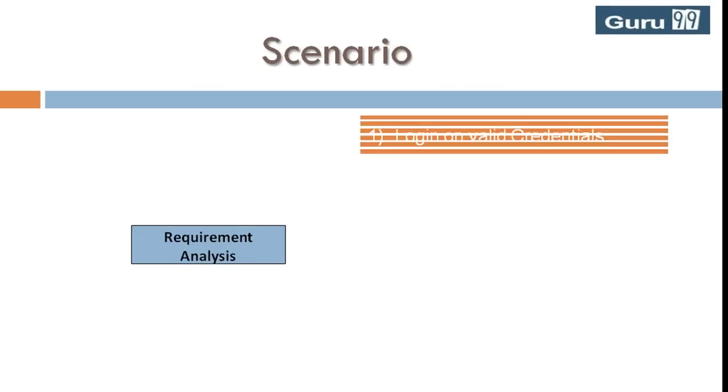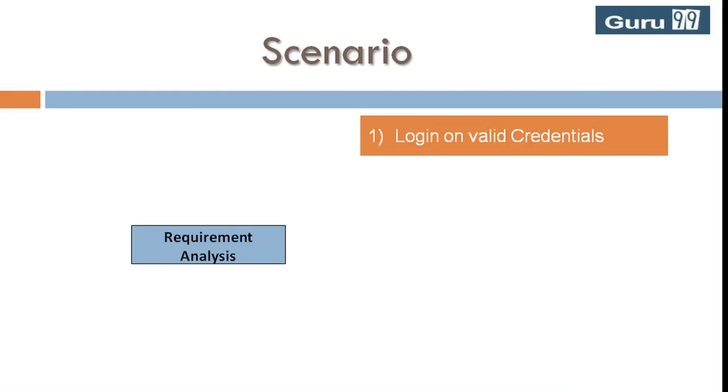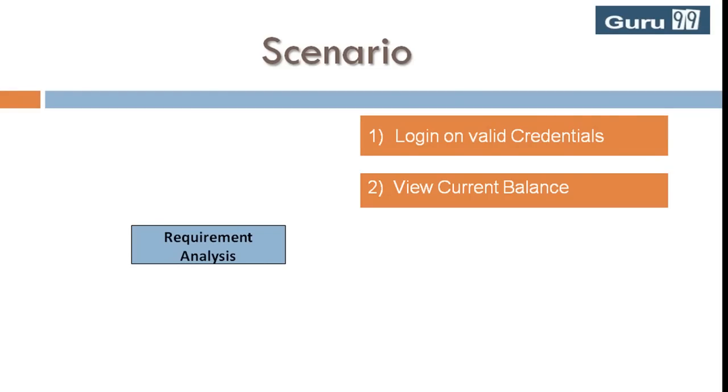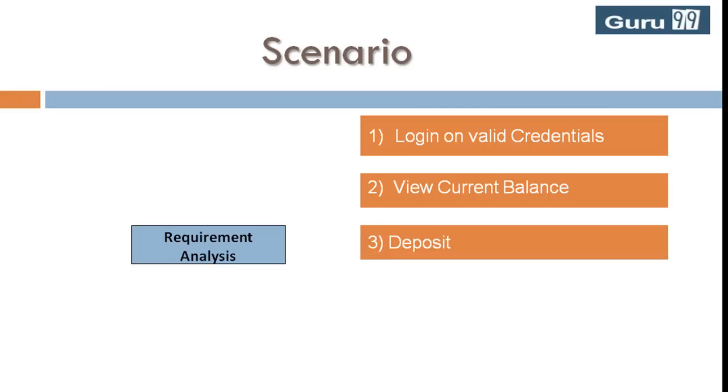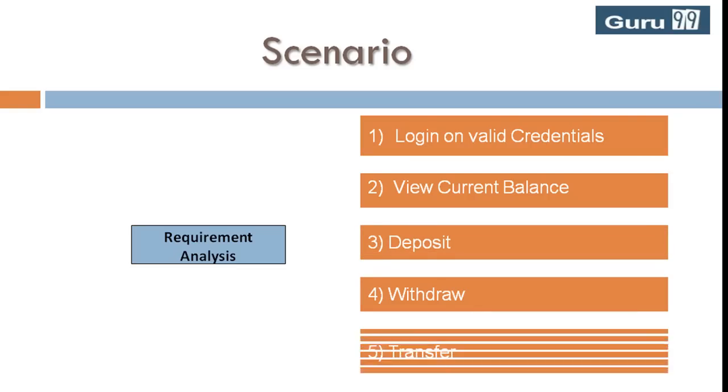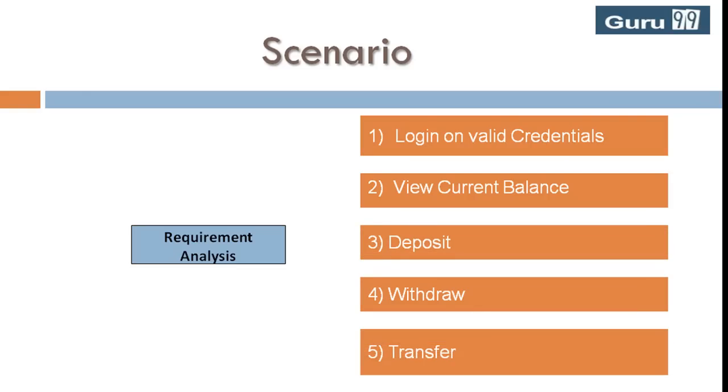During the requirement analysis phase, after a series of meetings, the client decides he wants the following five functionalities in the system. Login, on valid credentials. View current bank account balance. Deposit money. Withdraw money. Transfer money to a third-party account.